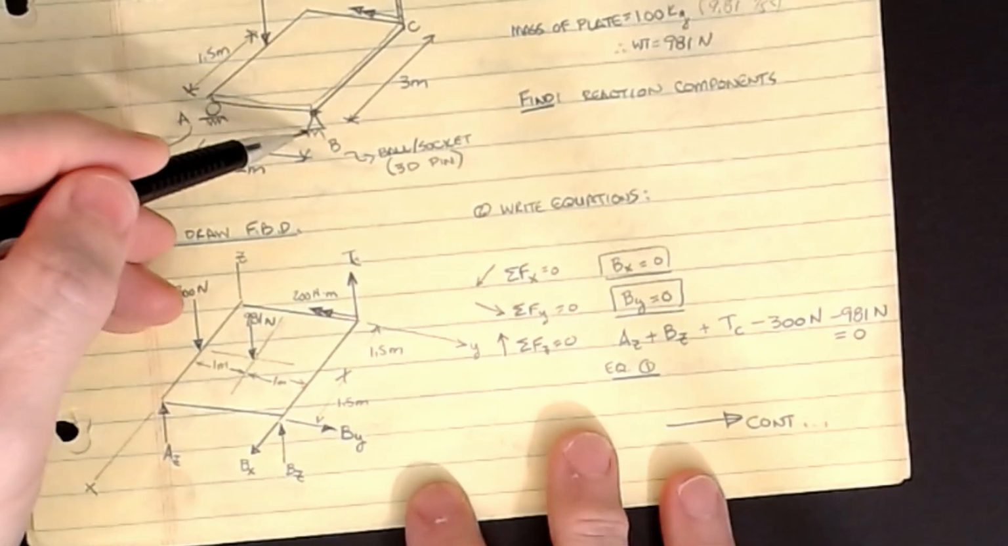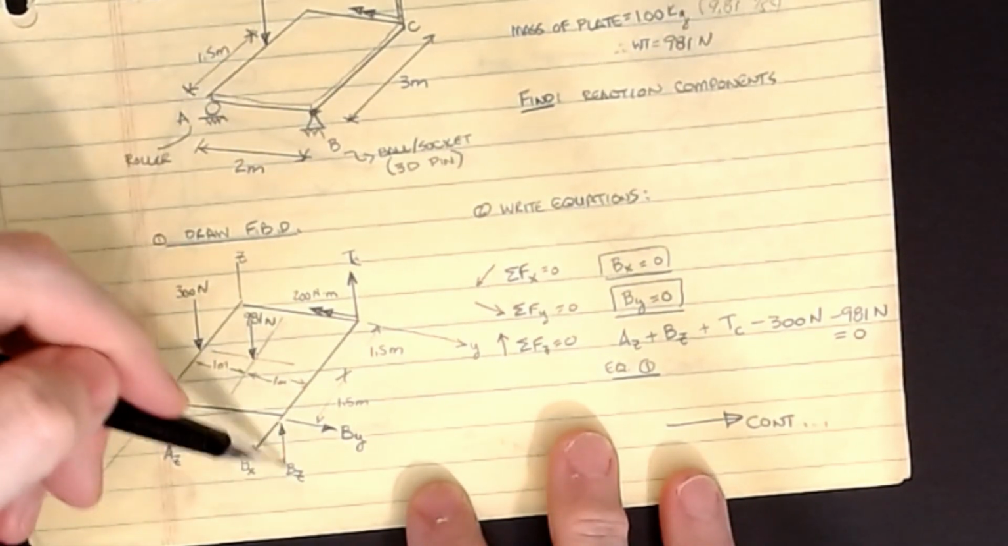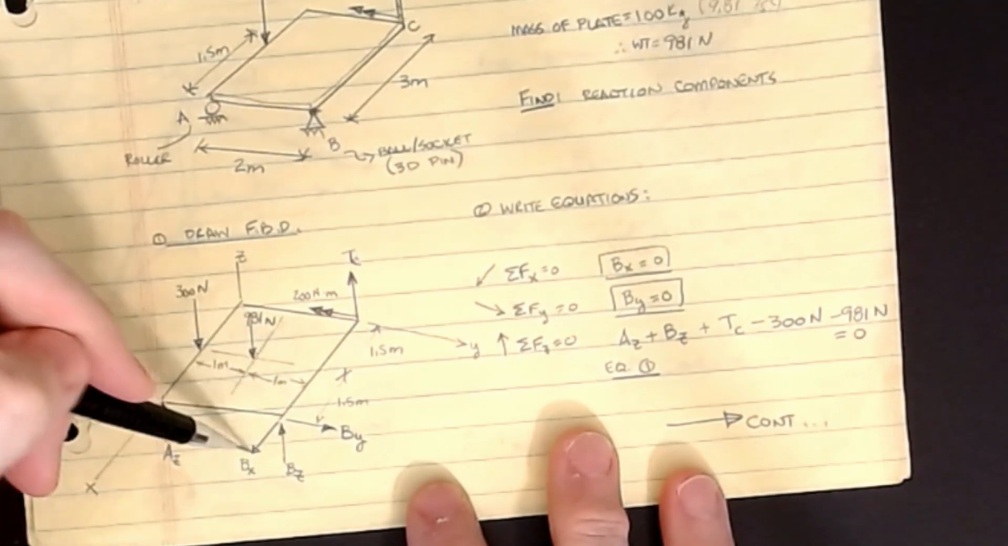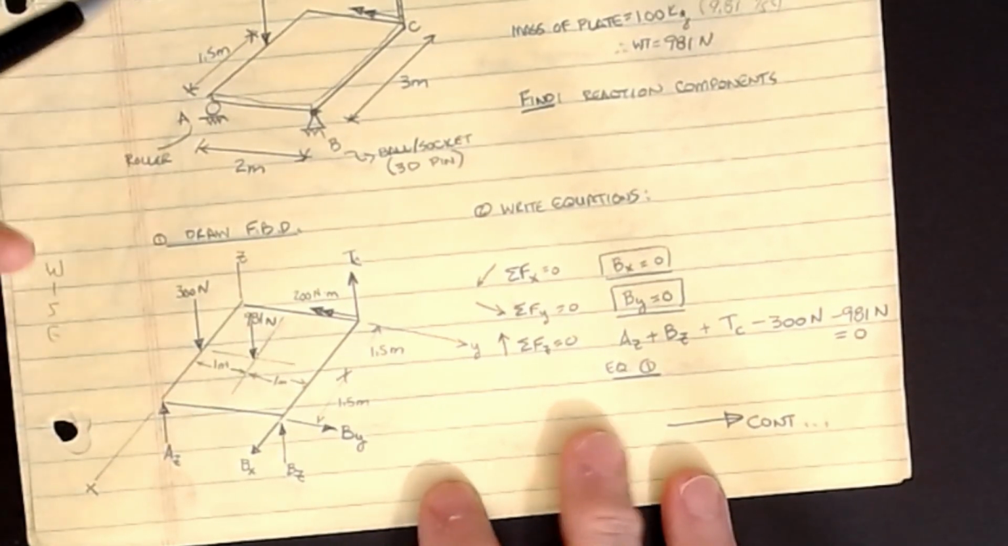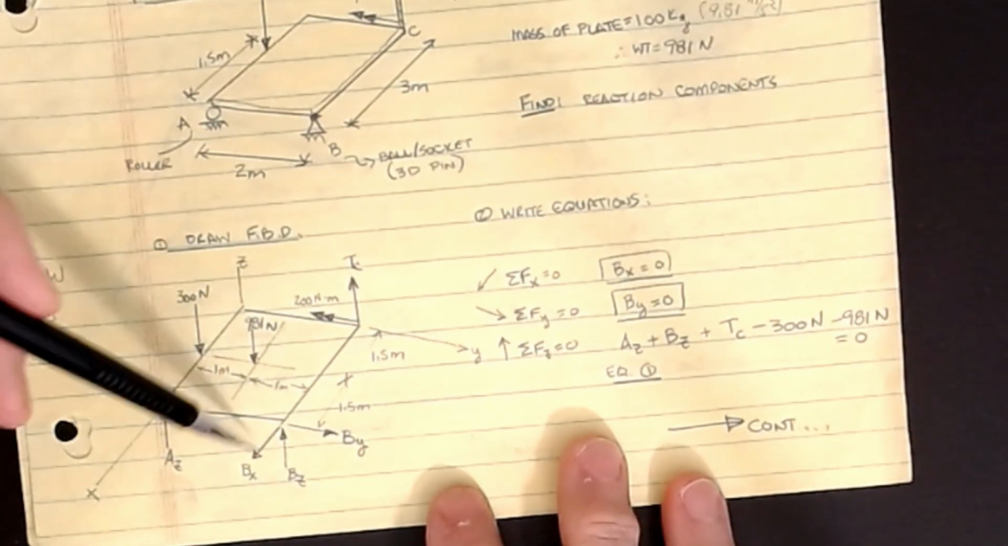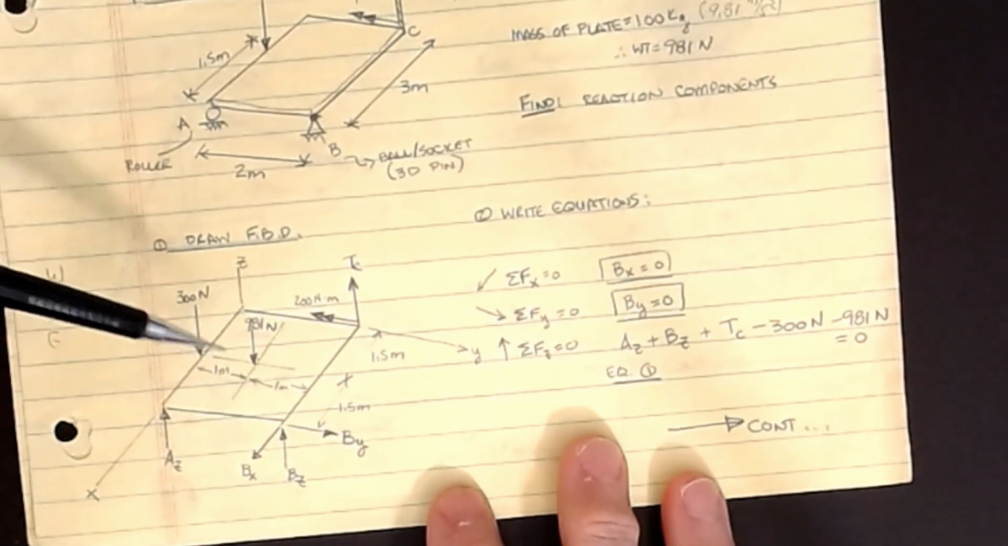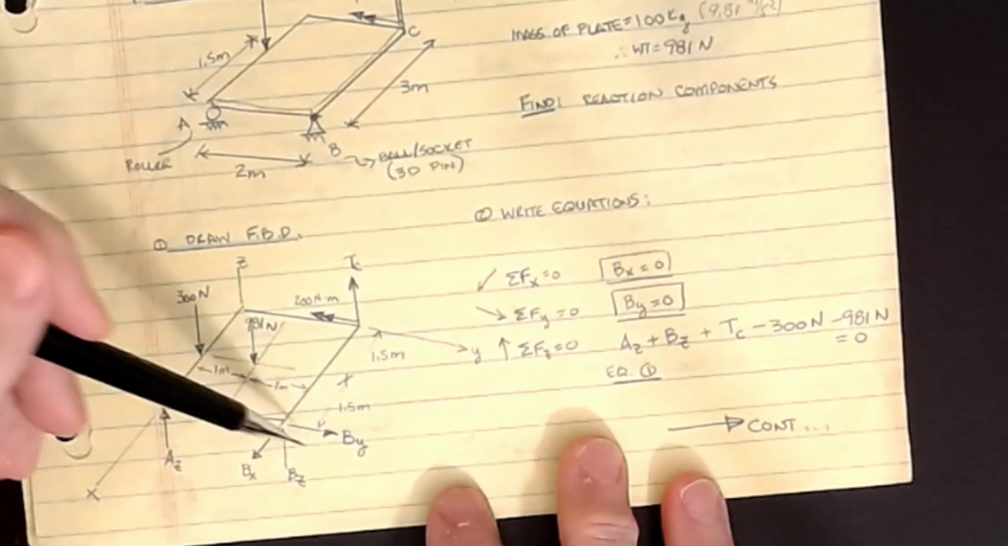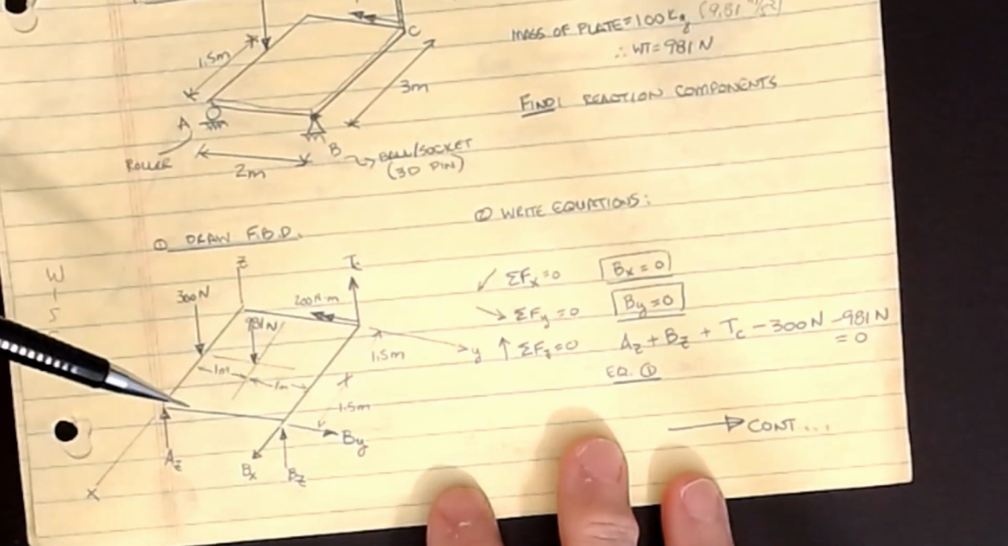Okay, B is a ball and socket. We know that's all three forces, no moments. So I put a BX and a BY and a BZ. I drew them positive to the X, Y, and Z. Because we're doing this with scalars, what we assume for positive and negatives does matter. Vectors, it will take care of itself. But for scalars, we've got to put them on. So I'm putting everything in positive that I know.